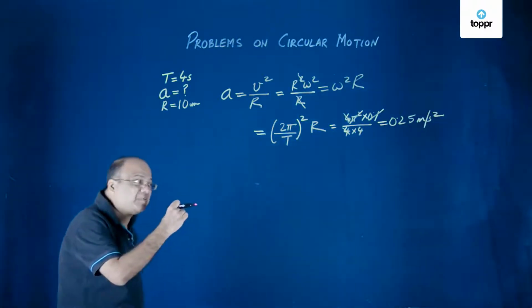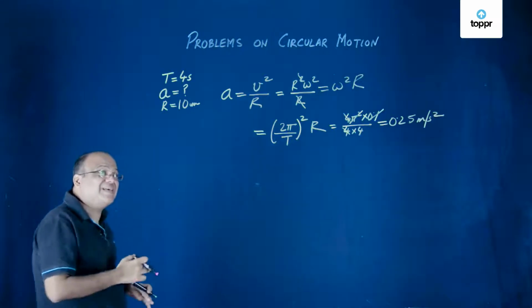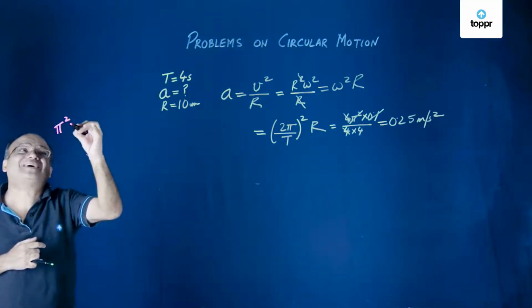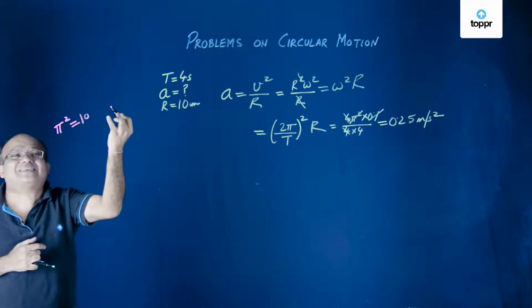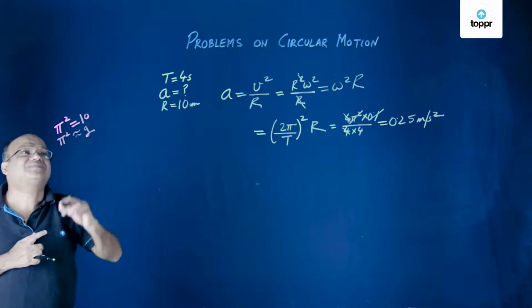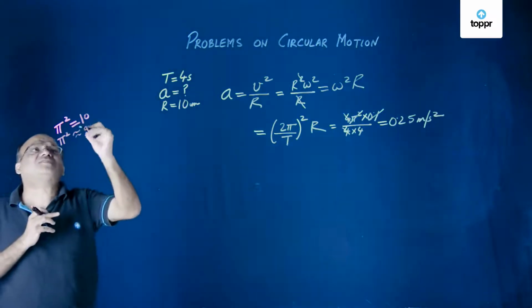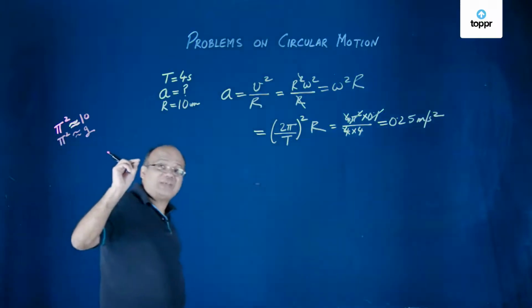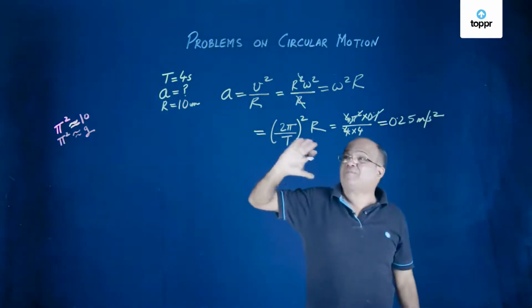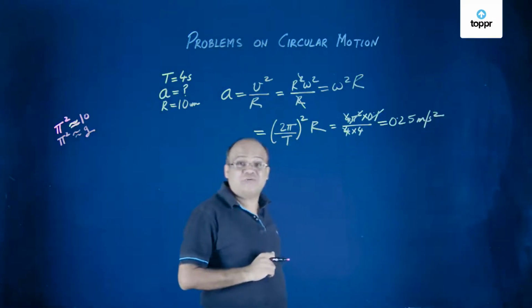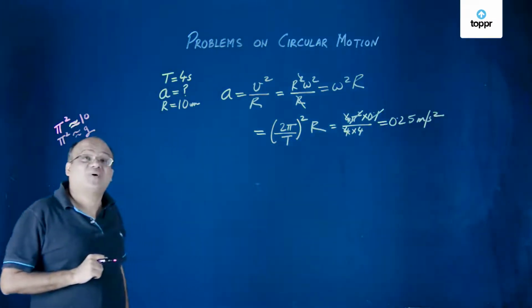This is the centripetal acceleration. Remember, pi square is how much? Pi square is 10 approximately. Pi square is also approximately equal to g. So these approximations we can use for calculations. Pi square is approximately equal to 10, approximately equal to g, and that gives us the answer 0.25 meter per second square.